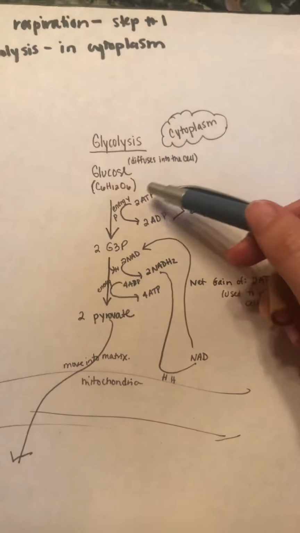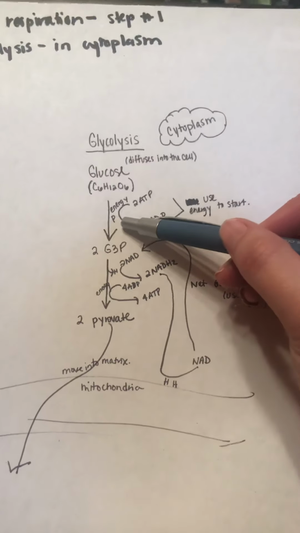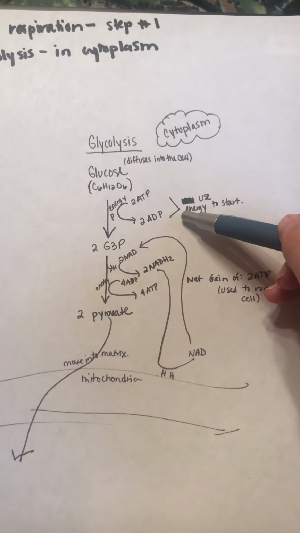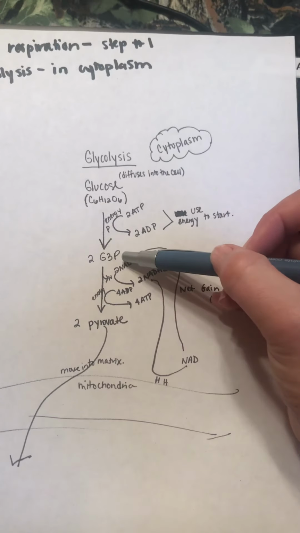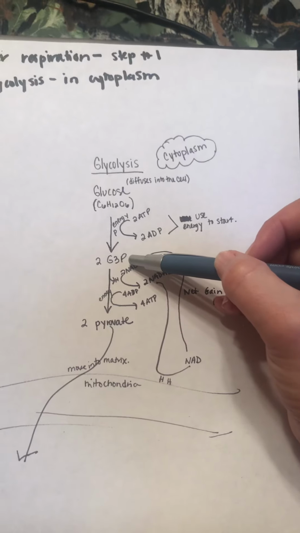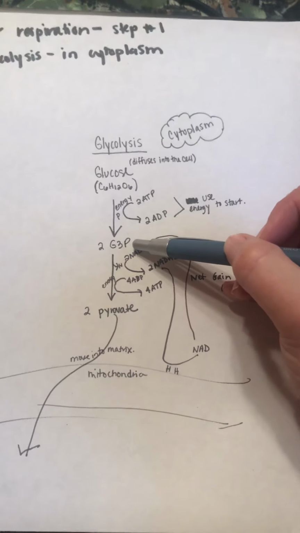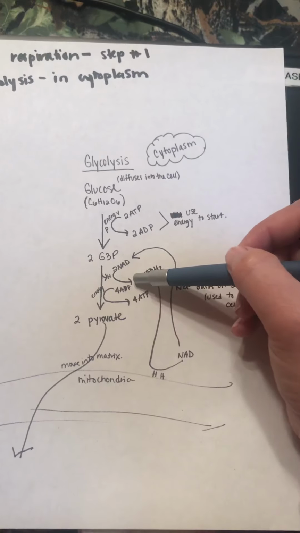So we're going to start by using 2 ATP. We're going to use the energy and take away a phosphate and convert it to 2 ADP. So we use that energy to start it. From there, we break glucose into 2 G3P molecules, which if you remember from photosynthesis, was basically half a glucose. So we split it into 2 pieces.